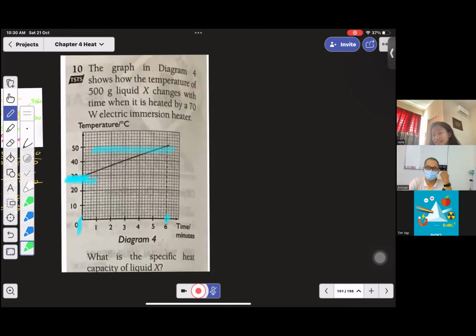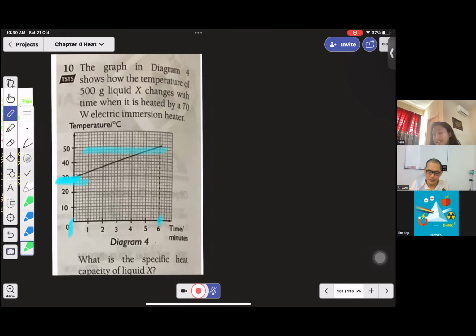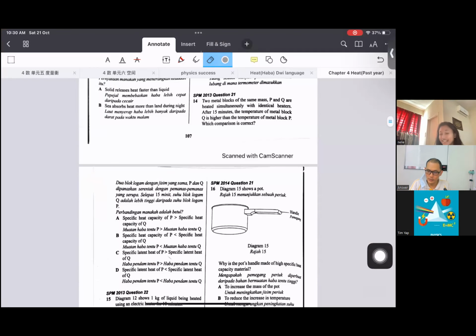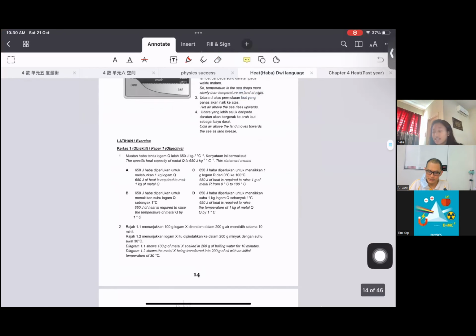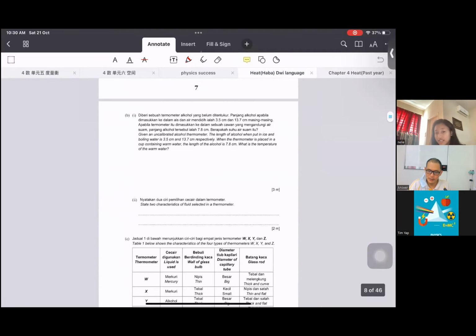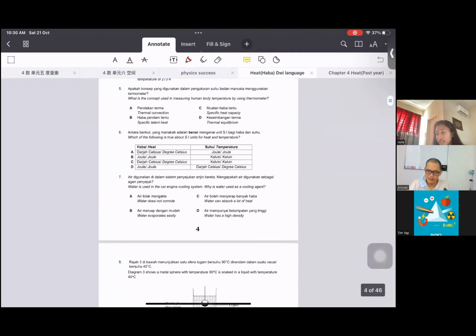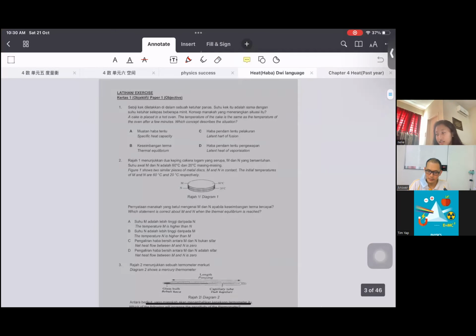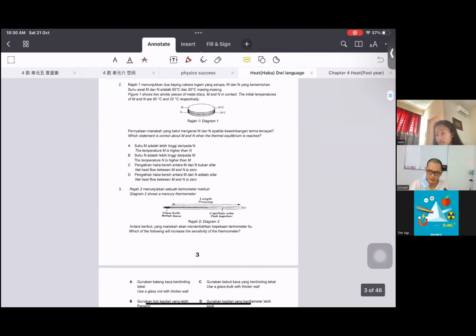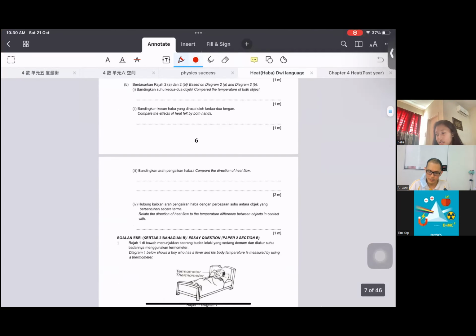Okay, see how to do it. This one I explain next time. You take out your module. Today you try this question. You mark down page number.